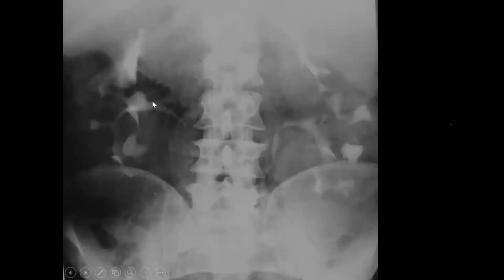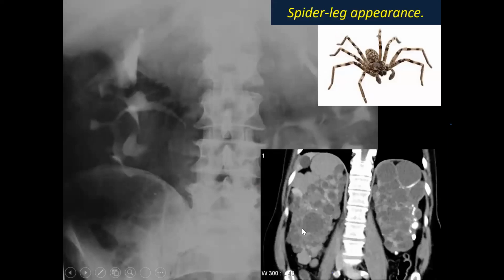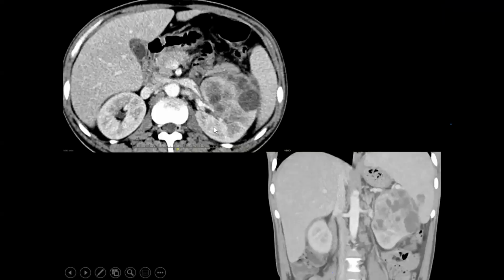This is another IVP image. The C shape of the normal calyx is completely lost. They are all elongated calyces. The kidney is enlarged, more than 3 vertebral heights, and there is an abnormally stretched, elongated pelvicalyceal system on both sides. This is the spider leg appearance of polycystic kidney disease.